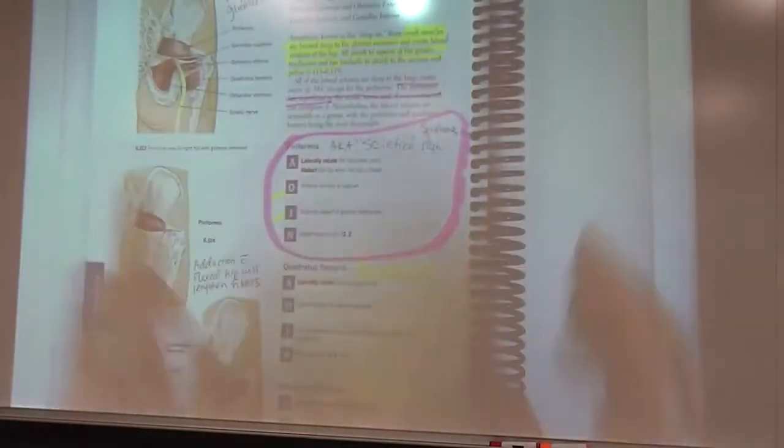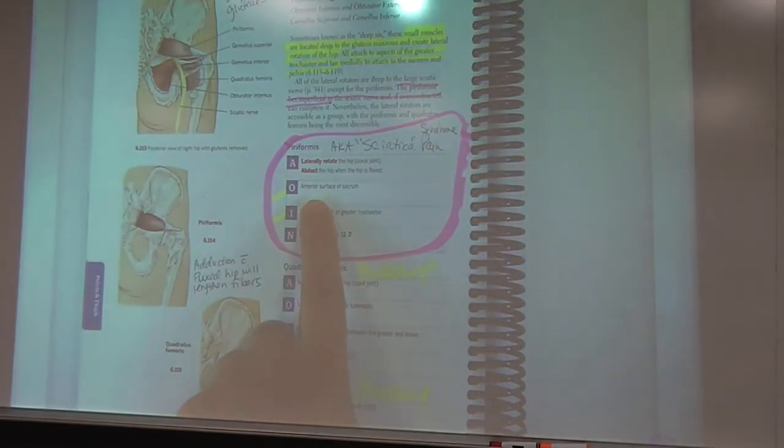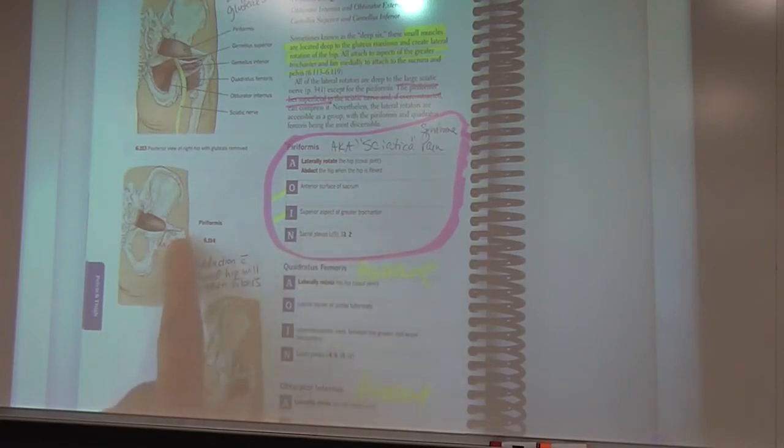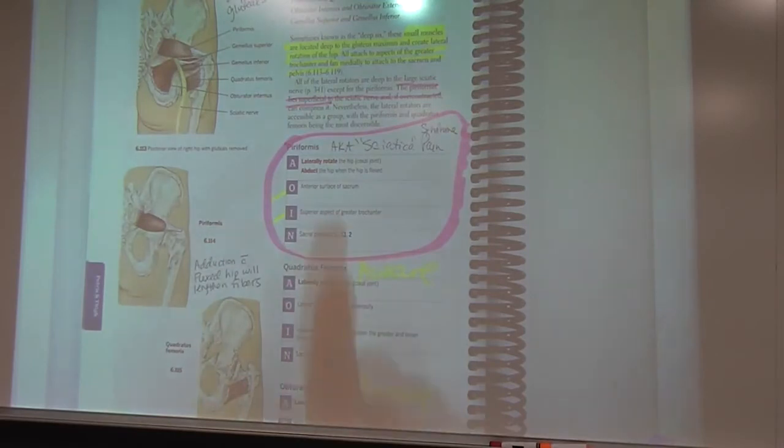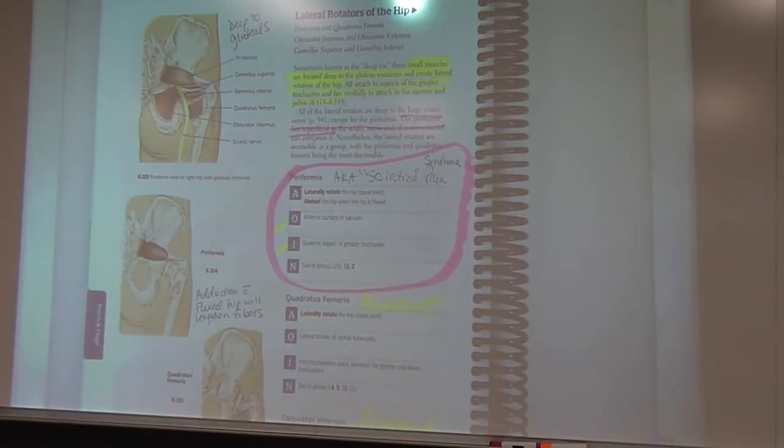So back to page 328, origin, anterior surface of the sacrum, insertion, superior aspect of the greater trochanter, which would be the top of the greater trochanter. You need to know these. As far as the actions, I bet this group has an all-fire action to laterally rotate, and piriformis is going to have one more, because of course it's the rock star of the group. It is also going to abduct the hip when the hip is flexed. And we'll focus more on that in the actions here shortly.